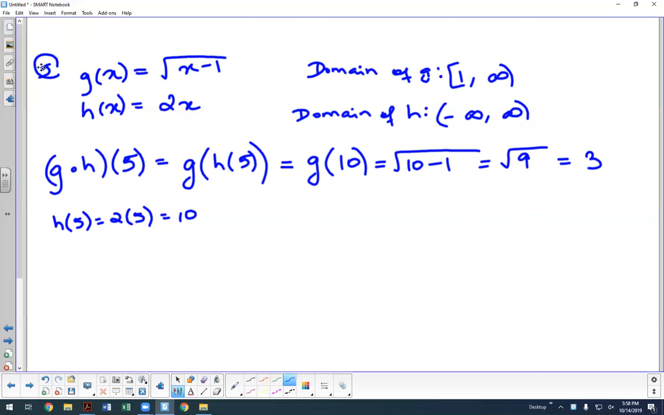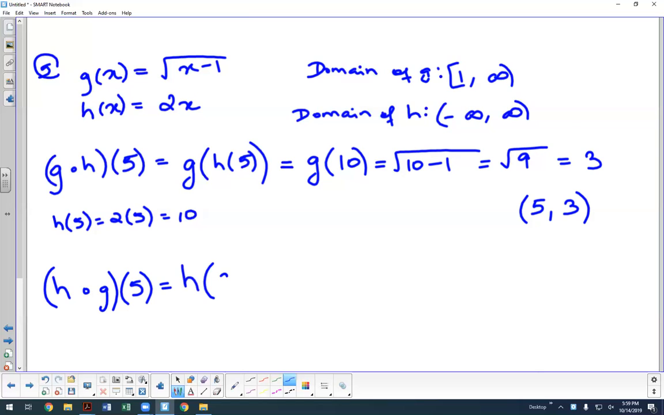So in this case, we end up getting what as our ordered pair? 5, 3. Yeah, you started out with 5, and then finally ended up with 3. And I think they're just reversing the order for the second part, and that's going to be h of g at 5. So let me see what you guys come up with for this.